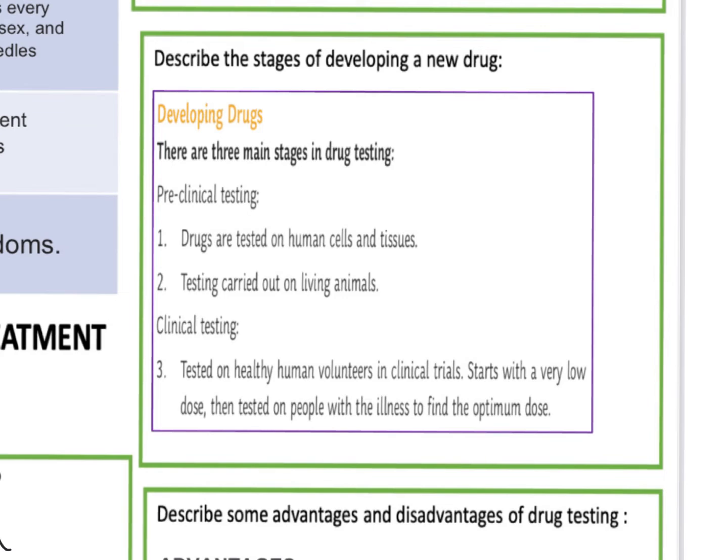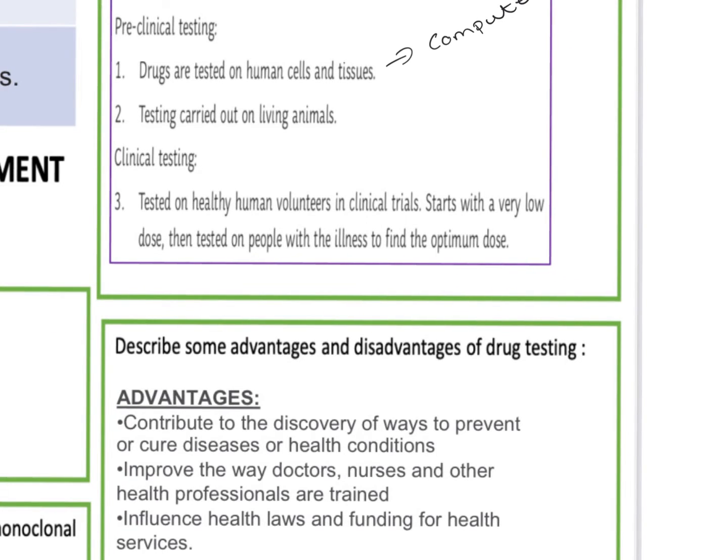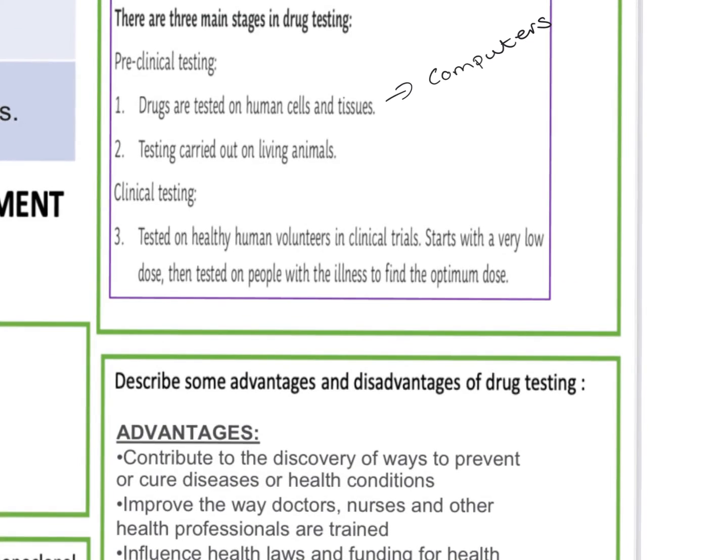There are 3 main stages, okay? So preclinical testing: drugs are tested on human cells and tissues. As we develop, they're tested a lot on computers as well now. Then we test them on living animals, and then we do healthy volunteers. Start with really low doses and test on people to find the optimum dose. Has to pass each stage. It can take up to 10 to 15 years for the whole process to occur.